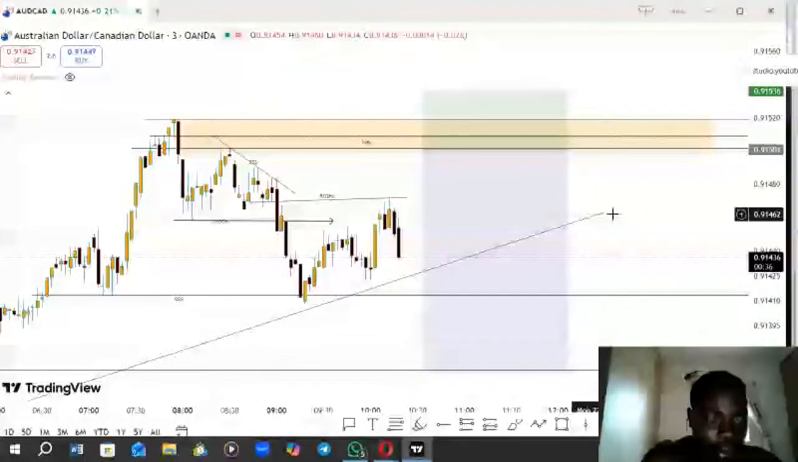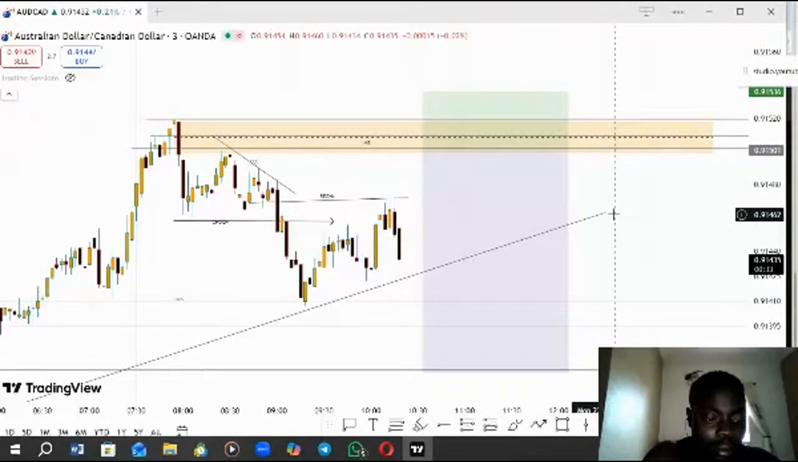Let me set it on the current AUD CAD, 7 minutes. So my sell limit will just be on top of that fair value gap, that line, just above the high. For 1 to 3 is okay. So my entry point will be around 0.91502. Then the stop loss just above that high.